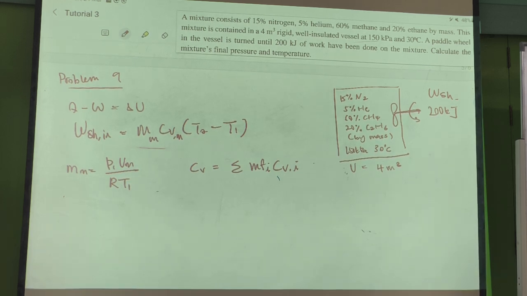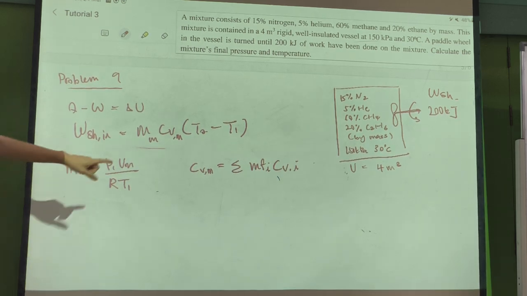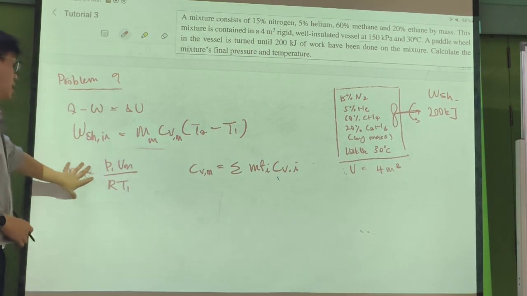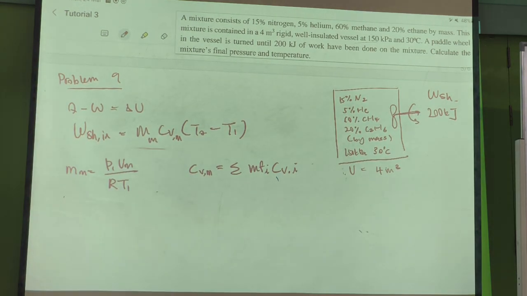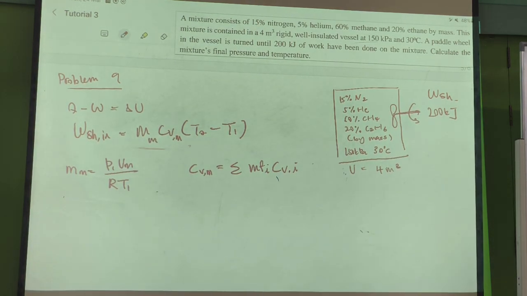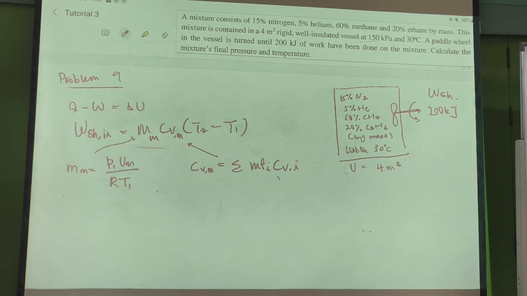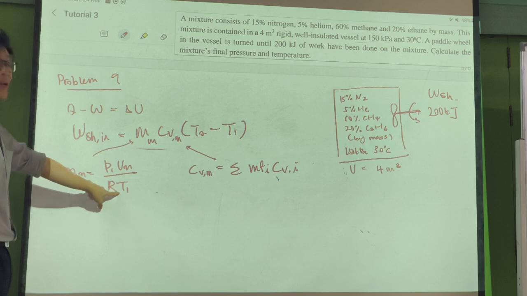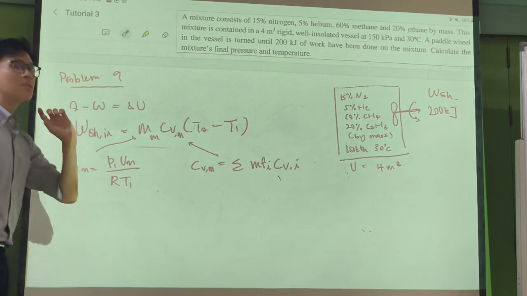CV of the mixture. This is an easy one. Now, mass. We need to find these two things, like I mentioned just now. So we need to find CV, and now we need to find mass. But unfortunately we don't have R, once again, because we don't have R of the mixture.